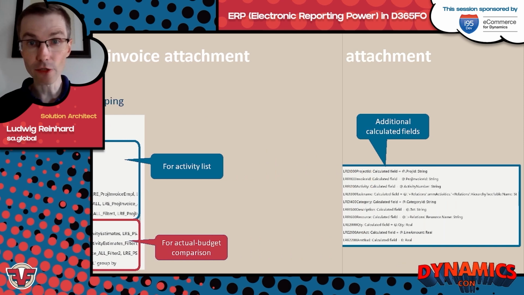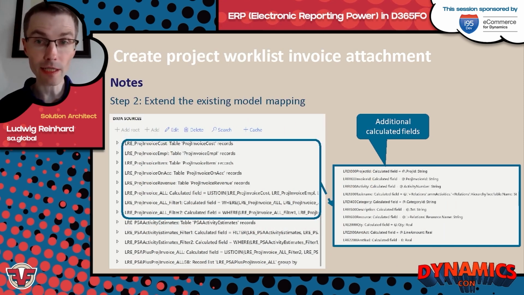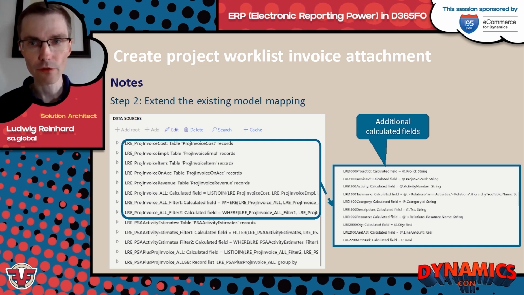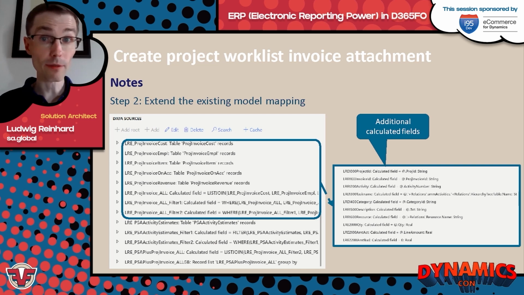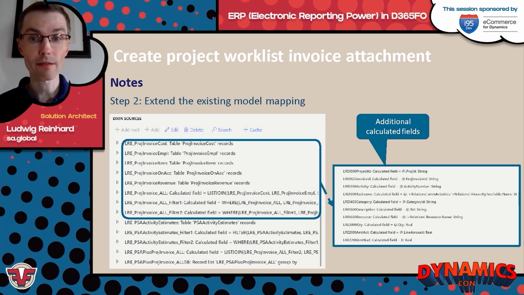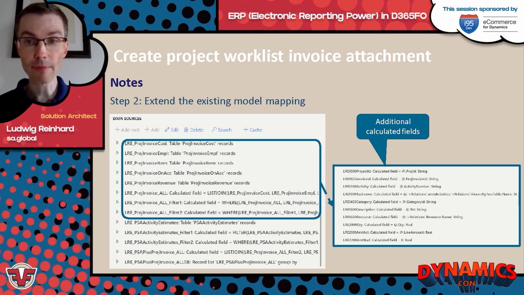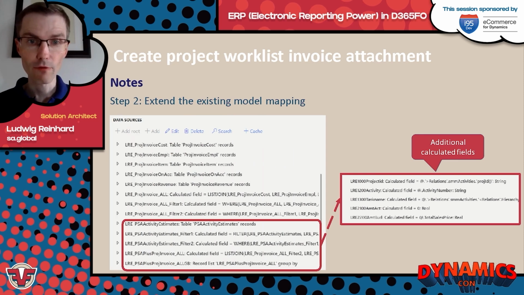Here are some additional calculated fields that I needed because I want to give the customer this information. So I have the activity number, task name, category, and you can include everything that you like. Everything that is inside of Dynamics can be listed and extracted here. And of course, the same was done here for the activity estimate or the budget data. But because I record the budgets only at the activity level, I have fewer fields.